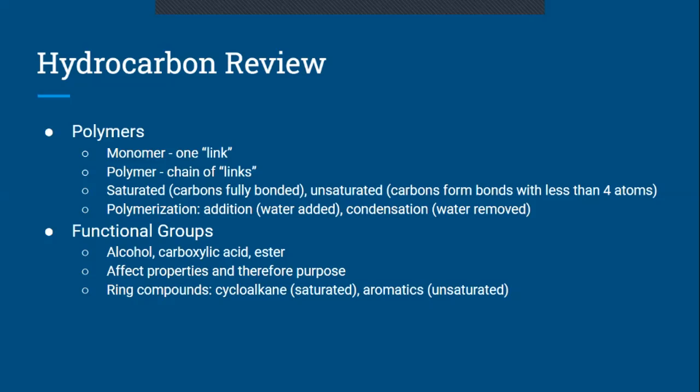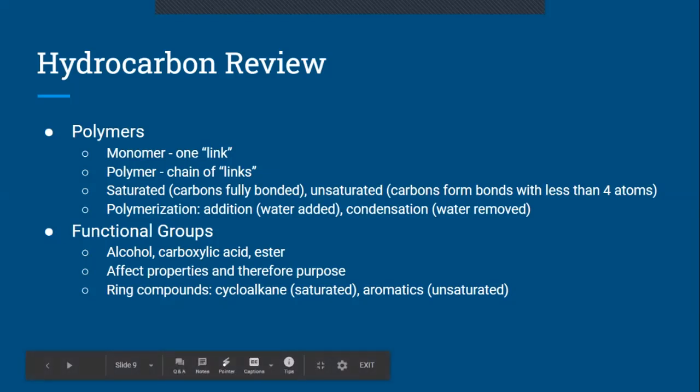Polymerization is when we grow the polymer or the chain of the polymer gets longer. This can happen through an addition reaction where water is added or through a condensation reaction where the water is removed. And we talked about functional groups. Different examples were alcohols, carboxylic acids, and esters. These affect the properties, and therefore they affect the purpose. Those properties change how we use the polymer.